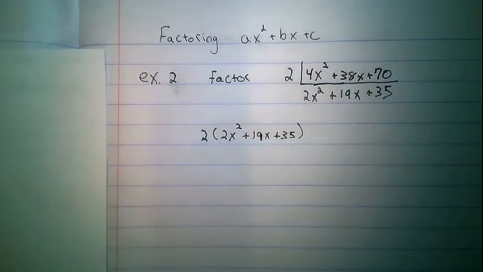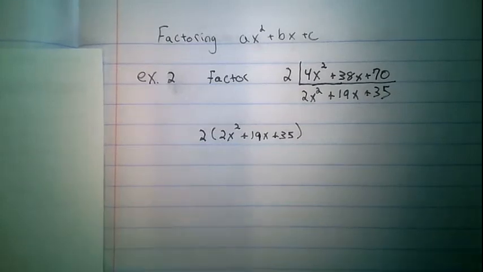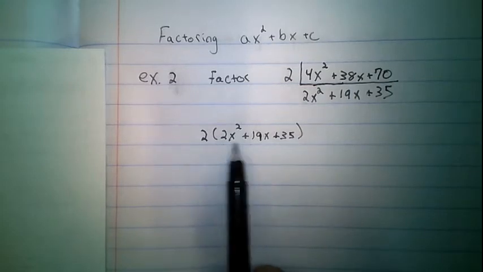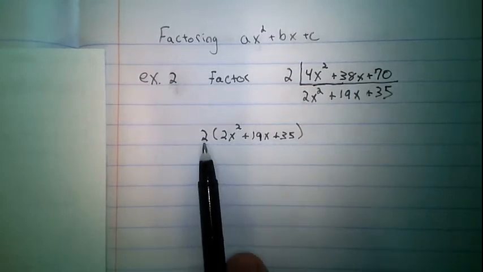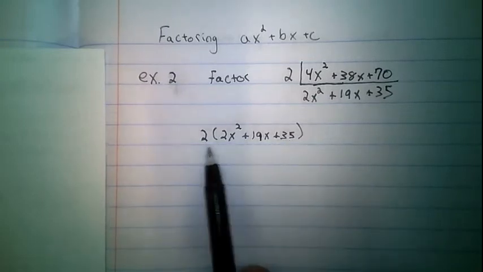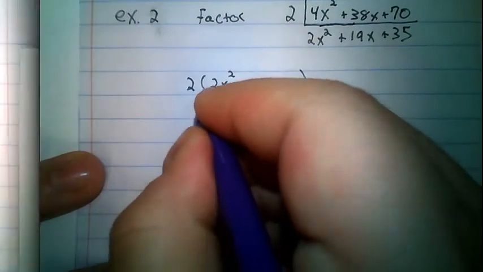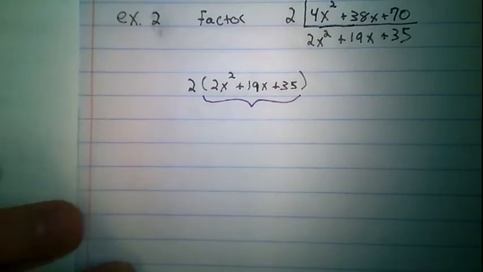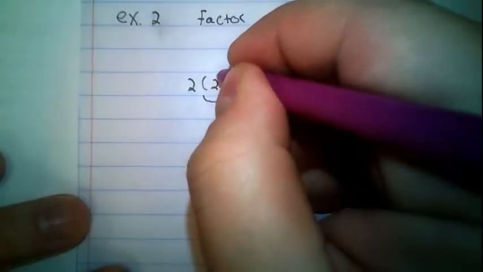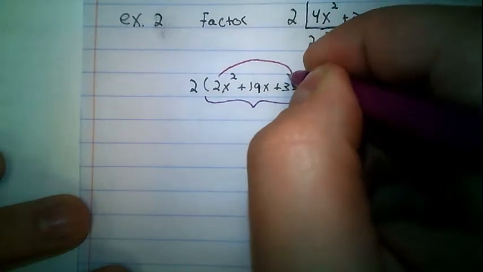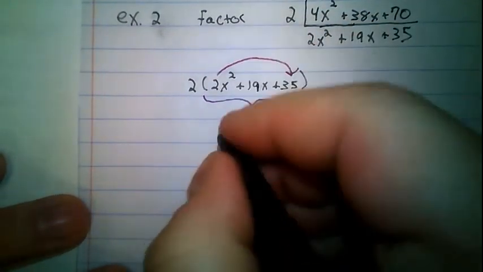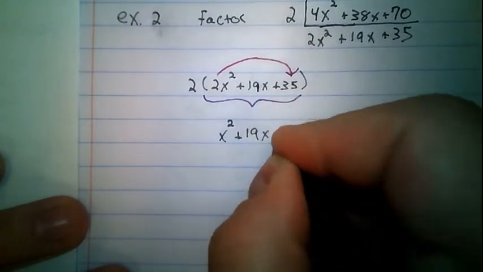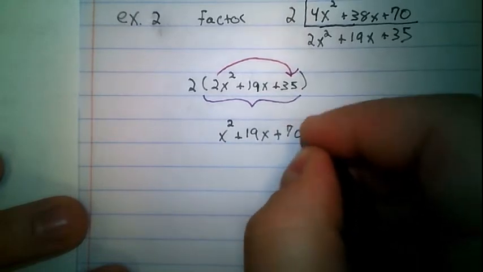So now I want to go ahead and factor that. I still can't use the x puzzle because I have a number in front of the x squared, so I have to use my slide and bottoms up method. But by taking out a greatest common factor first, it makes the numbers easier to work with. So I want to just factor this polynomial right here, this quadratic. So I'm going to slide the 2 over, and this becomes just x squared now plus 19x plus, and then 2 times 35 is 70.